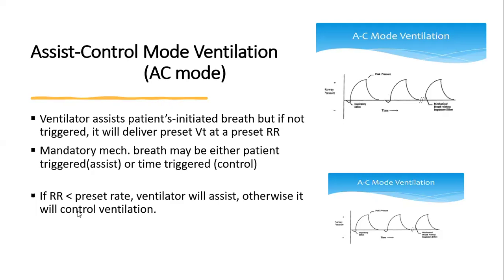Now listen, if the respiratory rate is less than the preset rate, the ventilator will assist. For instance, you set the respiratory rate at 14, and the patient is unable to get up to that 14, the ventilator will assist. Maybe the patient is able to make a respiratory rate of 8 out of 14. The ventilator will go ahead and assist and boost it up. But if the patient is able to generate that respiratory rate, the ventilator just accompanies and boosts the patient's respiratory effort.